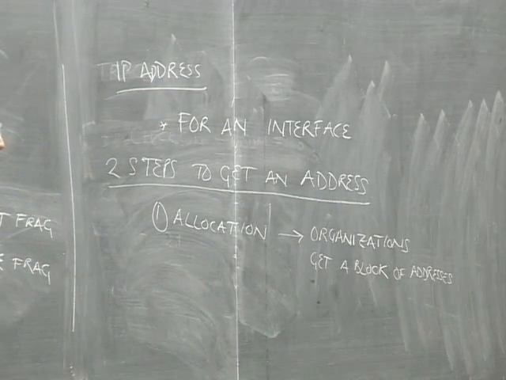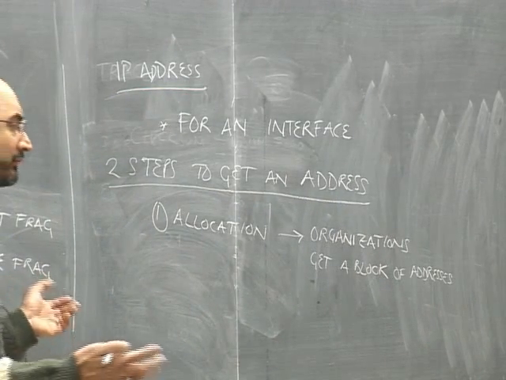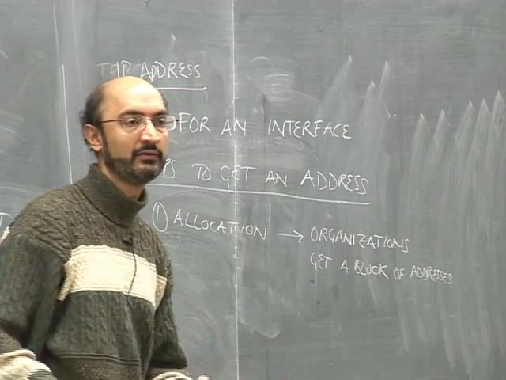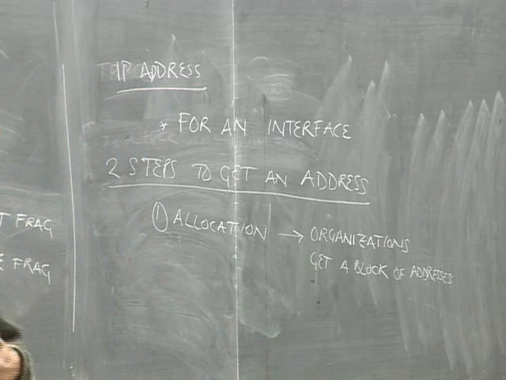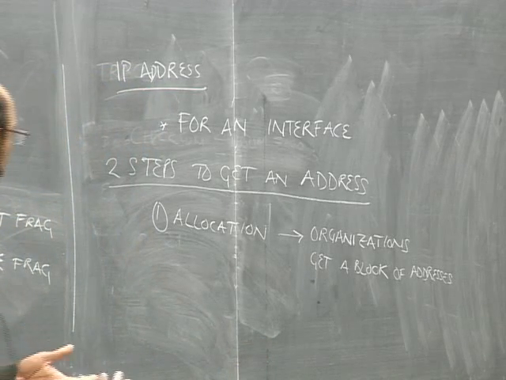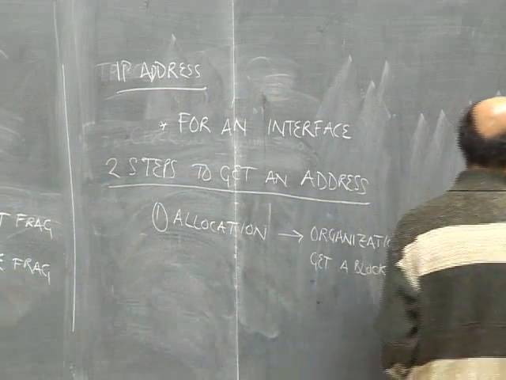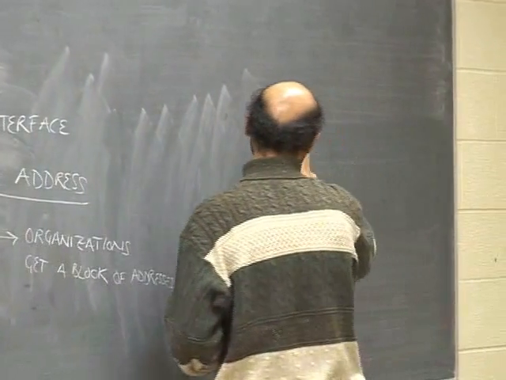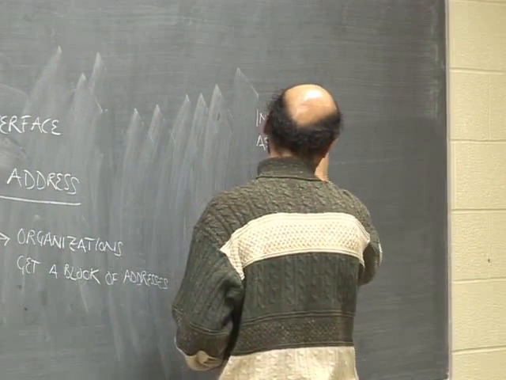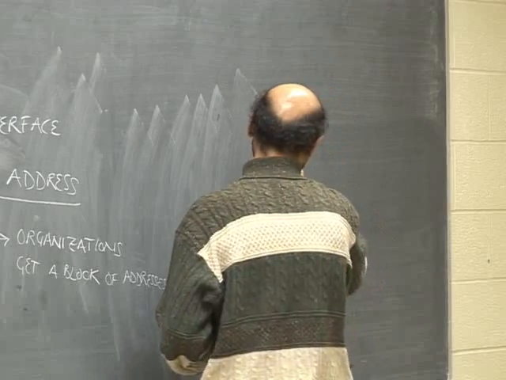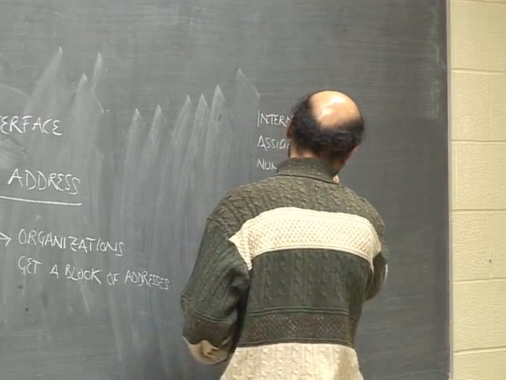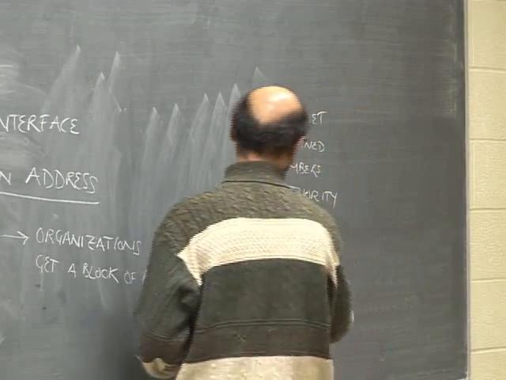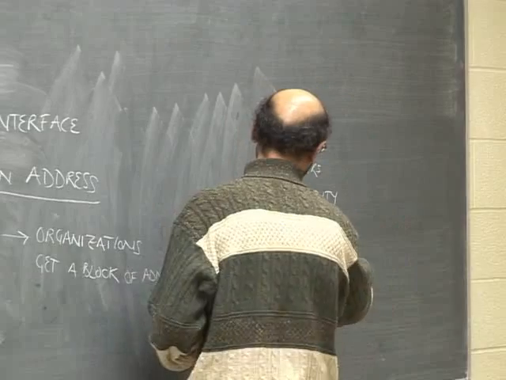Once they get the block, they allocate that out to all the people in that organization. The organization could be your ISP. So if you have service from Rogers, for example, Rogers has gone and got a block, and then they allocate it to their customers. We'll see in a minute how that's done. But how does Rogers get the allocation in the first place? The way that works is that we have something called the Internet Assigned Numbers Authority, often called IANA. That's the acronym for it.